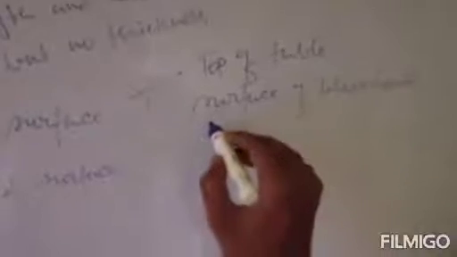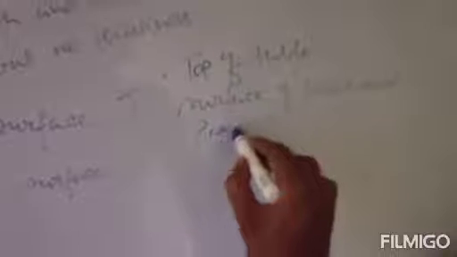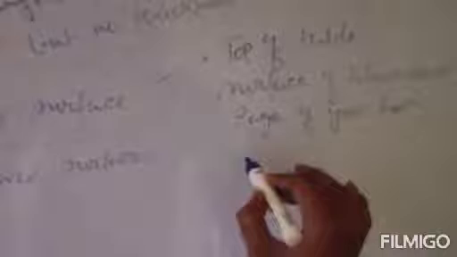For example of flat surface, like the surface of a blackboard, or the top of a table, or the outside portion of your box. All these are examples of flat surface. So number 1 is the top of a table, or the surface of a blackboard, or the surface of a page of your book, or the outside of a box. All these are examples of flat surface.